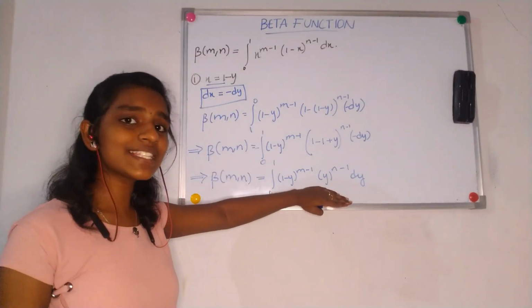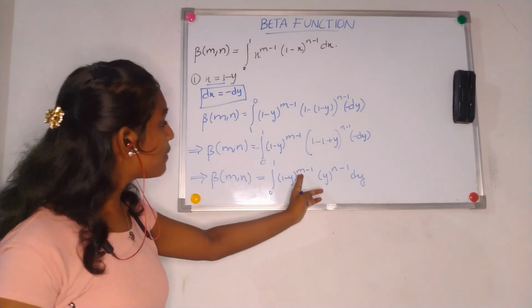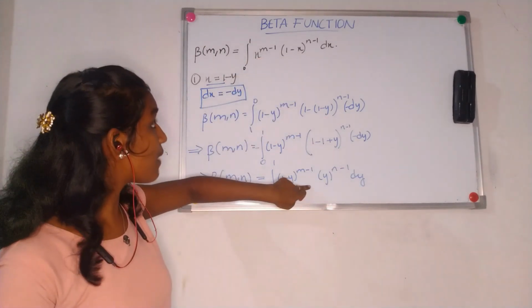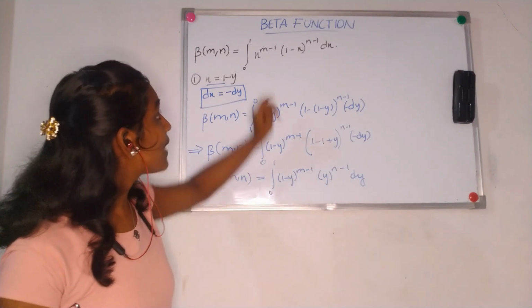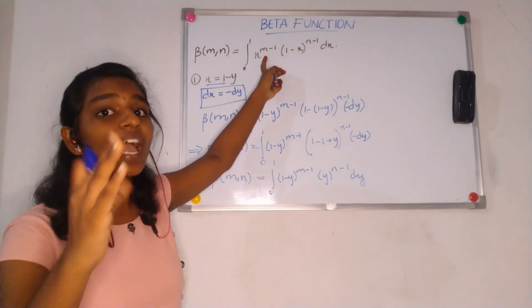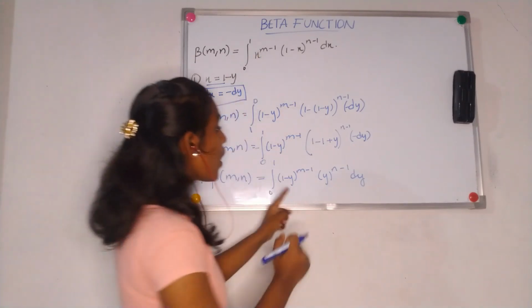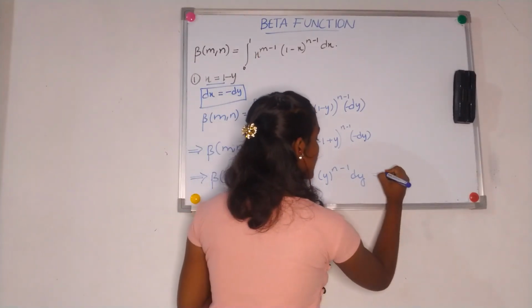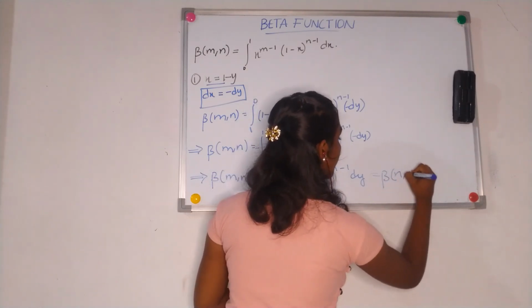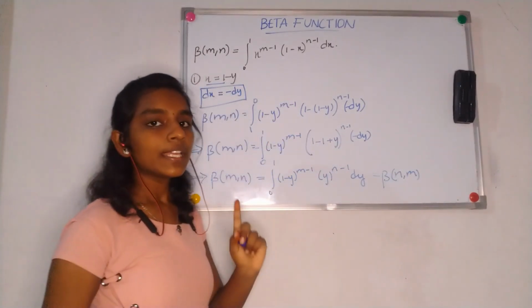So now what is this? You have just reversed it. If you look at the general formula and this one, you can clearly observe that this m came here and n came here, right? So they have reversed their positions. Then what would this function become? This function would become beta of n comma m, right? Beta of n comma m.